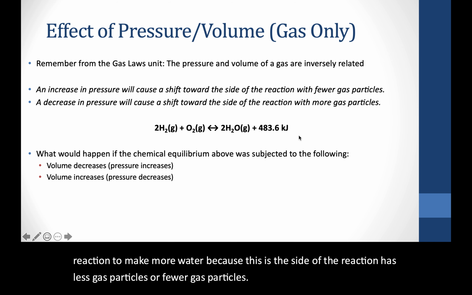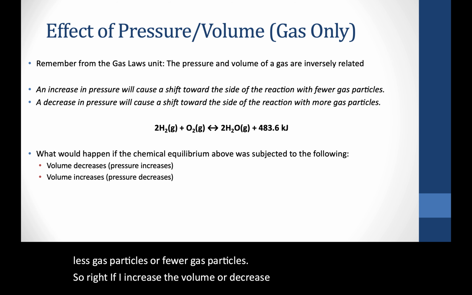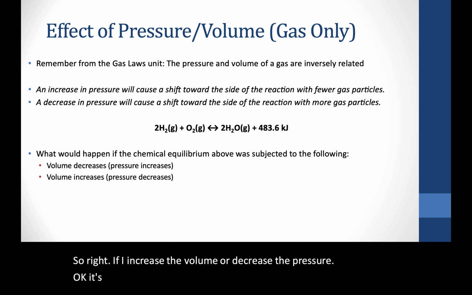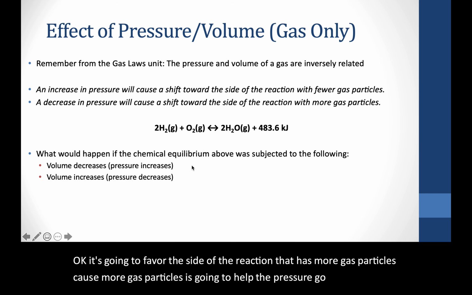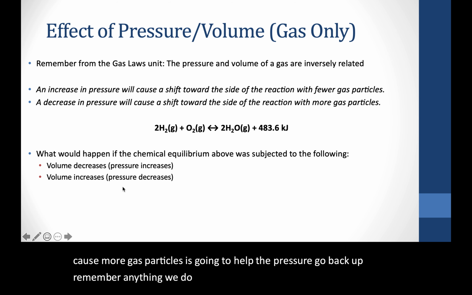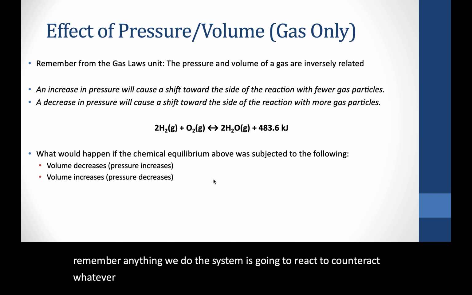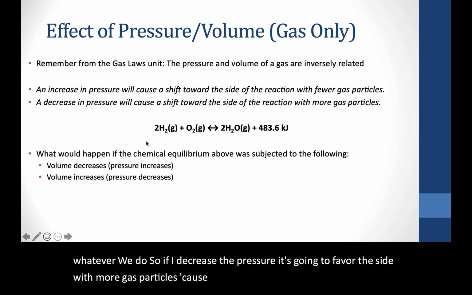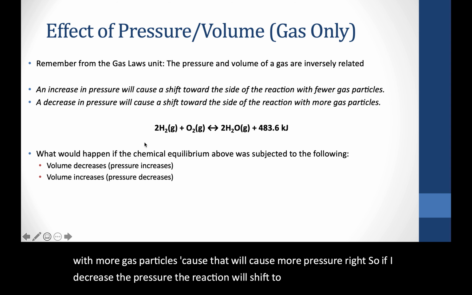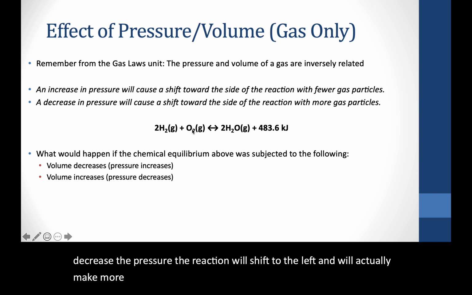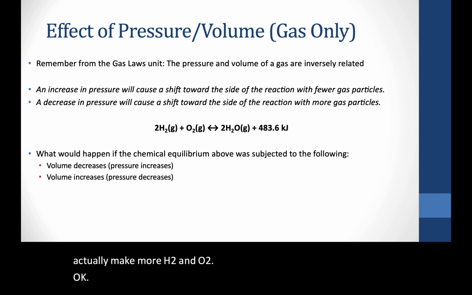So, if I increase the volume or decrease the pressure, it's going to favor the side of the reaction that has more gas particles, because more gas particles is going to help the pressure go back up. Remember, anything we do, the system's going to react to counteract whatever we do. So if I decrease the pressure, it's going to favor the side with more gas particles because that'll cause more pressure. So if I decrease the pressure, the reaction will shift to the left and will actually make more H2 and O2, okay?